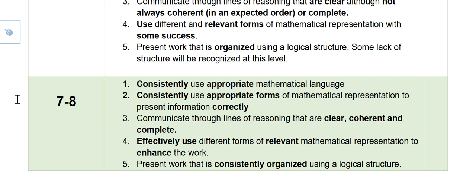Communicate through lines of reasoning that are clear, coherent, and complete. Well, that's about writing your conclusions. I will give you a tip here, guys. Communicate through lines of reasoning that are clear and coherent. Part of being coherent is don't waffle. You know what I mean by that?